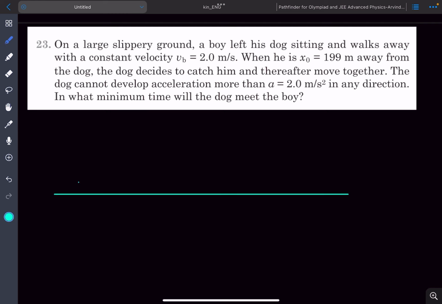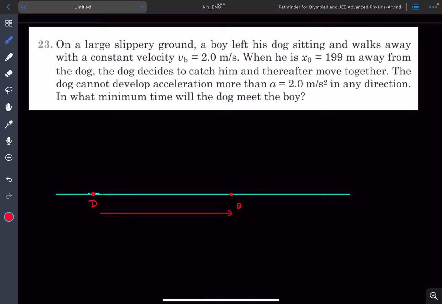So the situation is something like this. The dog is over here somewhere and the boy is currently at a distance of 199 meters and is moving towards the right with a constant speed of 2 meters per second. Now at this instant, the dog starts moving as well and he needs to reach the boy. So we need to find the minimum time the dog will take to meet the boy.